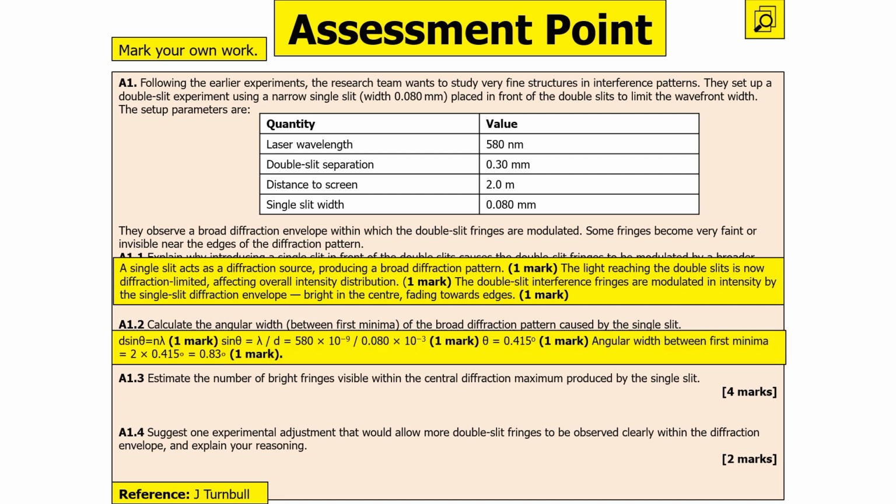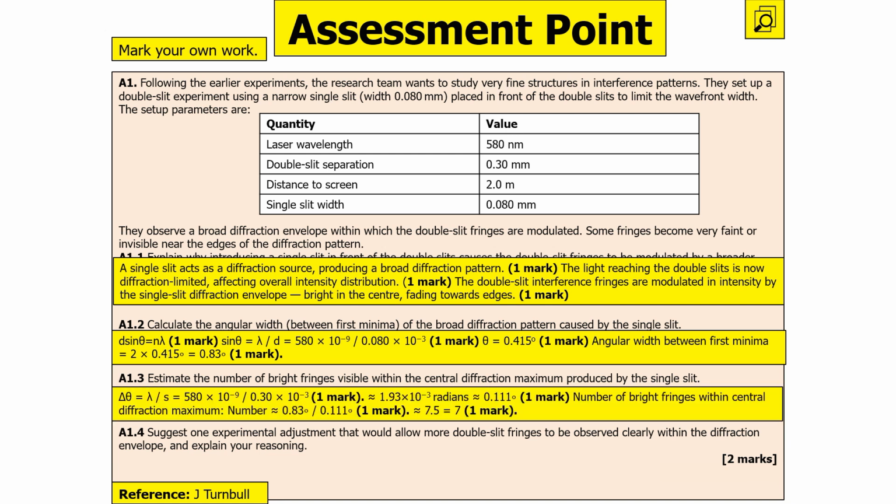We know d sin θ = nλ, so we can pop it all through. We get θ to equal 0.415. The angular width is between the two minima on either side of the central maxima, so you double it, it's 0.83 degrees. Now we know the change in θ equals λ over s, so you can pop in the values and we get it to be 1.93 × 10^-3 radians, which is 0.11 degrees.